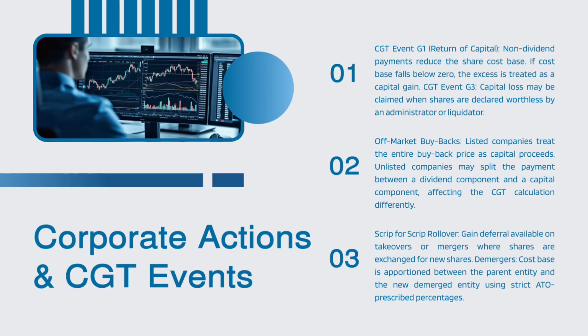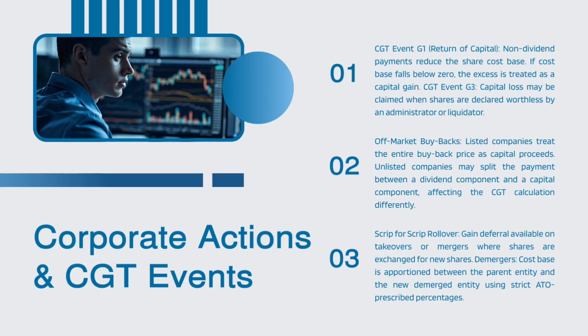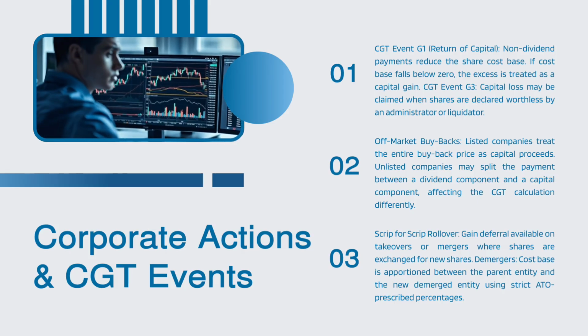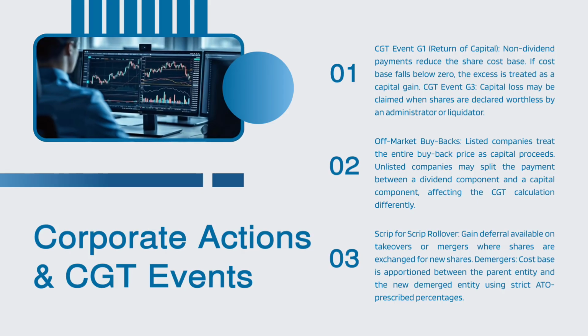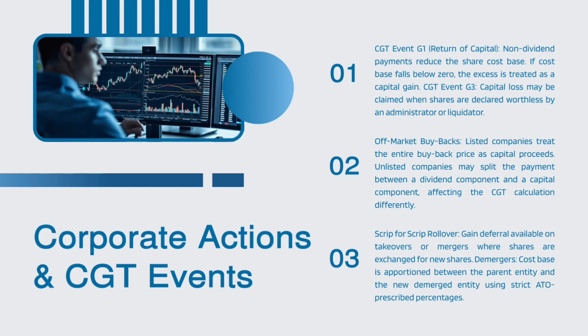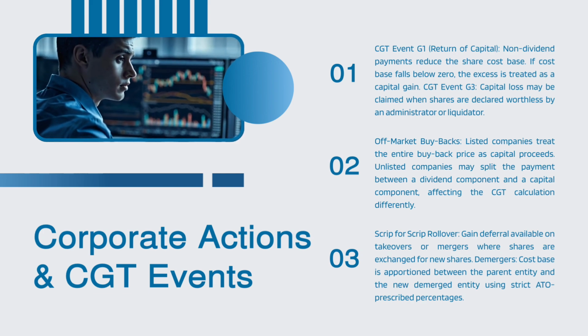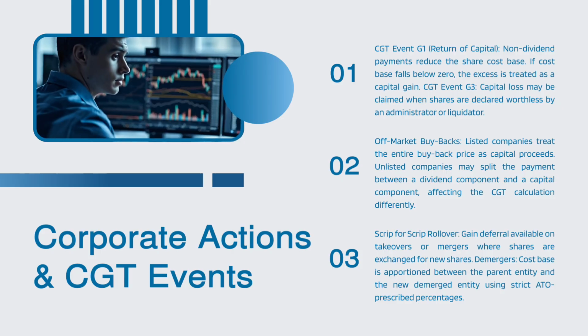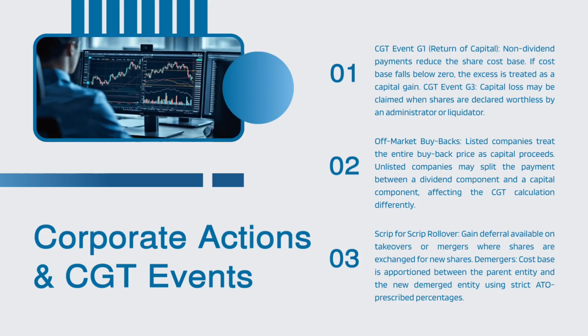Corporate actions trigger specific CGT events. Under Event G1, if a company issues a return of capital, this isn't income, rather, it directly reduces the client's cost base. If the company goes bankrupt, Event G3 allows the client to crystallize a capital loss once the liquidator provides a written declaration of worthlessness.